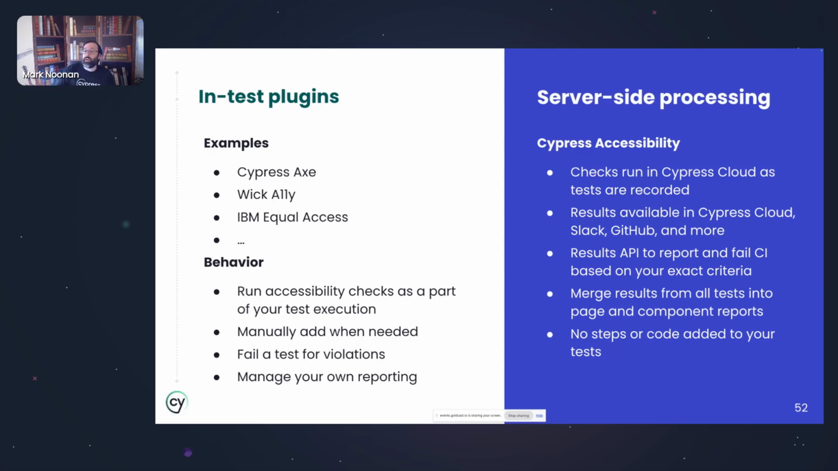The difference between that and what you just saw with the server-side processing is these checks run in Cypress Cloud as the test is recorded, like we just spun up that recording and kicked it off. Everything on the cloud happened regardless of the test code. There was no test code related to accessibility checks in the Cypress real-world app tests. Results show up in Cypress Cloud and Slack and GitHub, and there's also an API so you can fail CI under specific rules. All the results merge into one report for pages and components that were reached in the test.